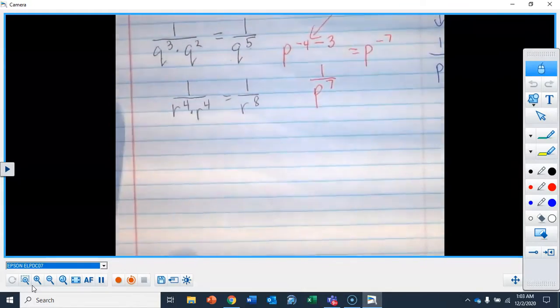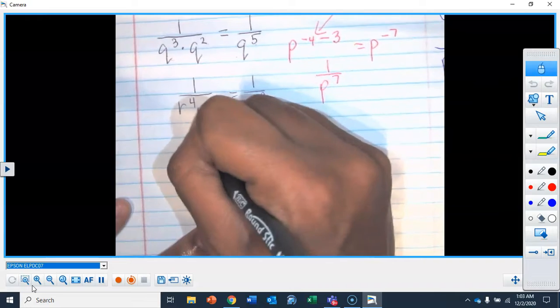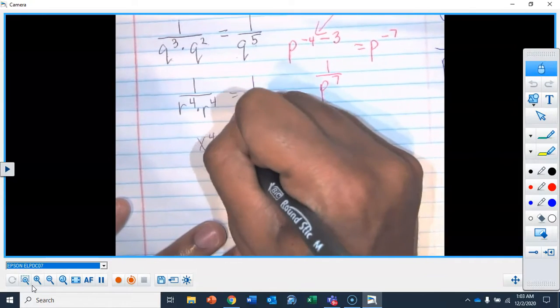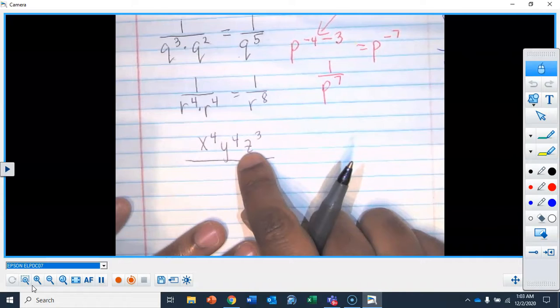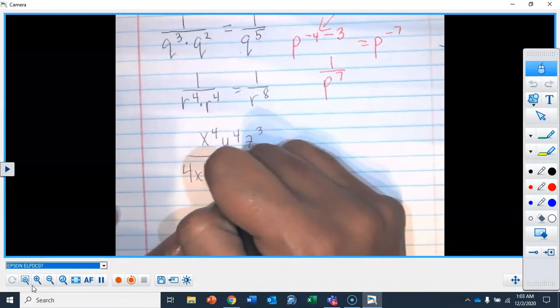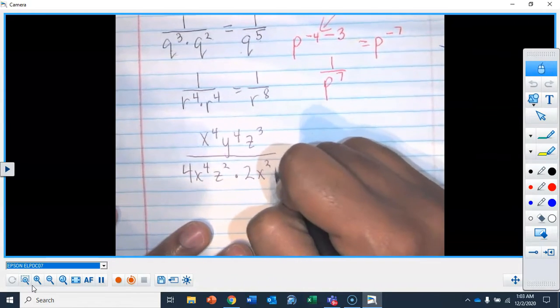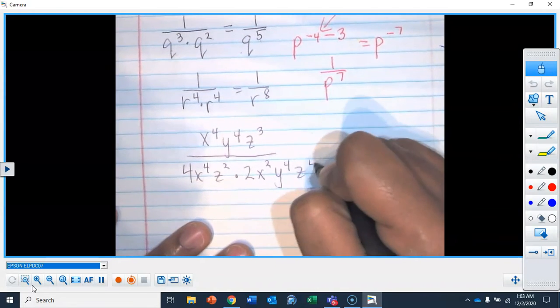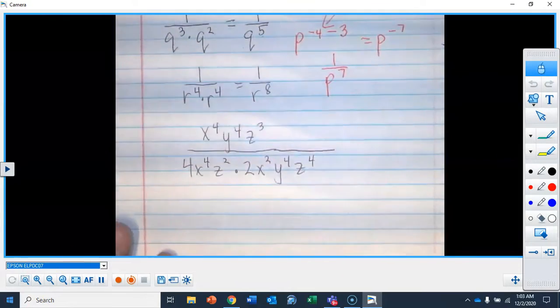Okay, really quick. So this one is x to the 4, y to the 4, z to the 3 over. I put slashes through the z so it doesn't look like a 2. That's the letter z. And then 4x to the 4, z squared is 2, and then z to the 4. Extend this. Okay. I know I'm a little over, but oh well.